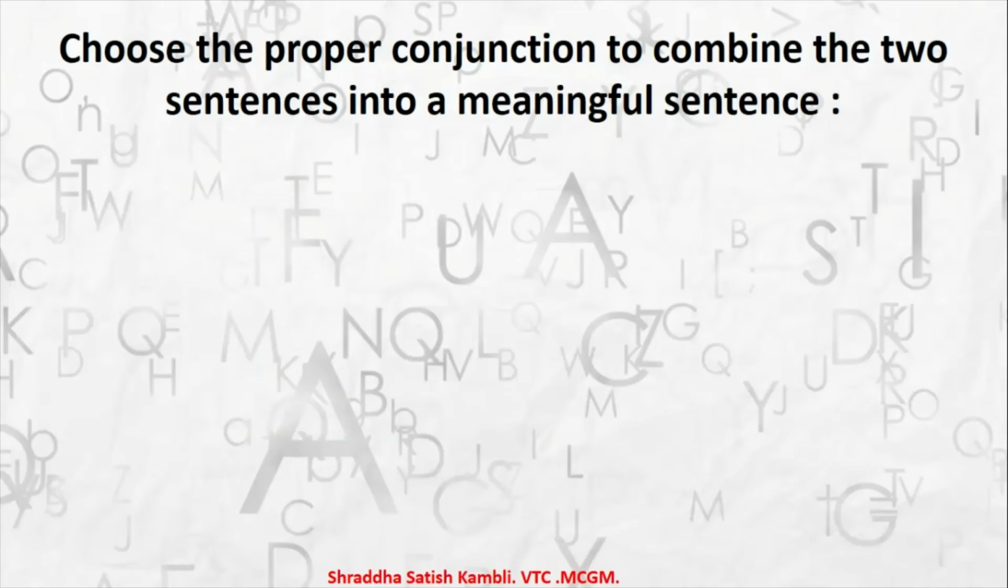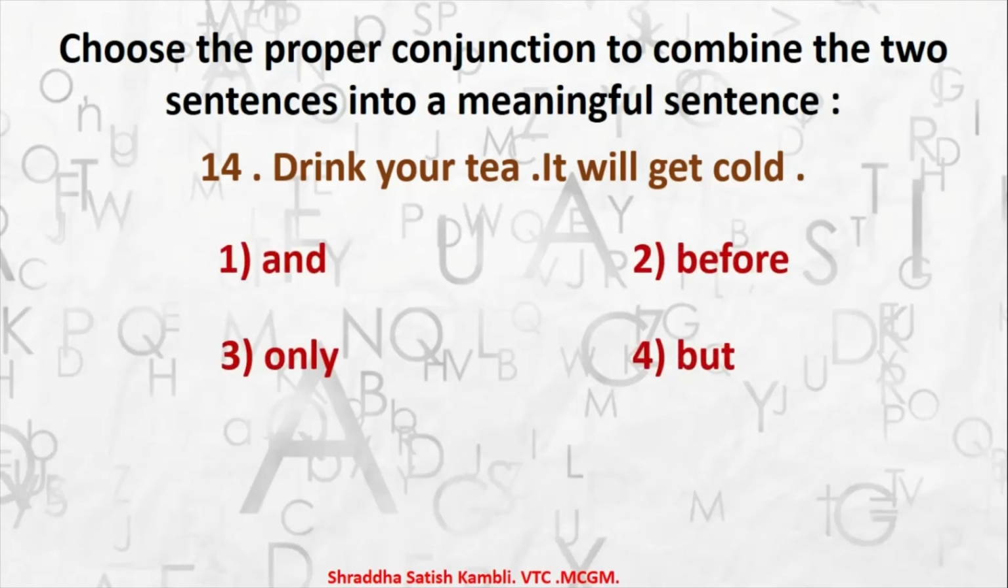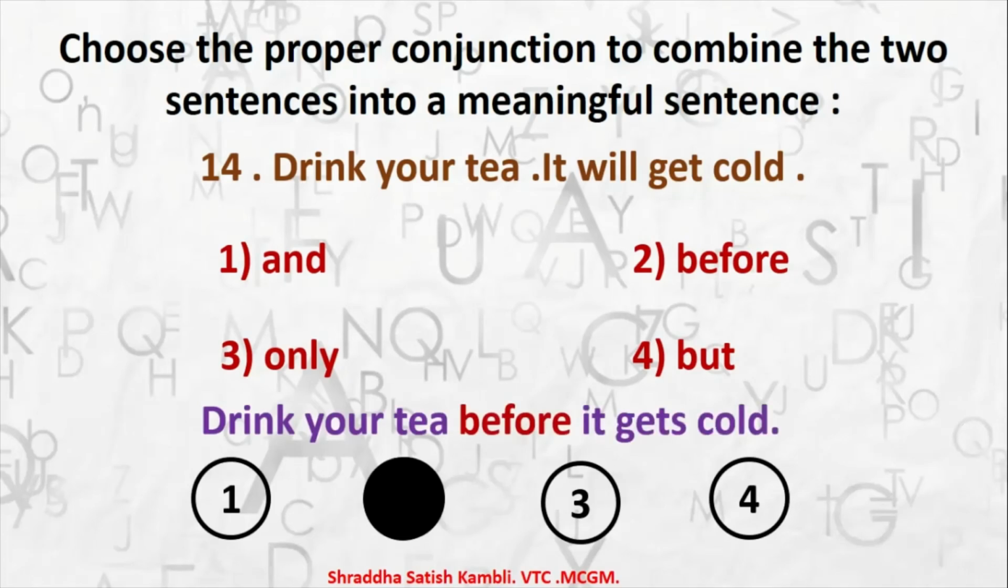Coming to the second last example for today. Drink your tea, it will get cold. So you will say, drink your tea and it will get cold. Drink your tea before it will get cold. Drink your tea only if it will get cold. Drink your tea but it will get cold. So what will you say? Which one will you use here? You will use the second one, before. But how will you write the sentence? You will say, drink your tea before it gets cold. It will get cold will change to it gets cold.